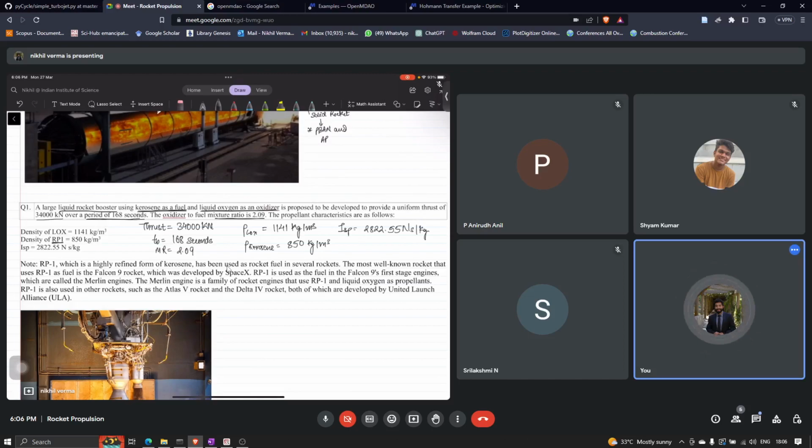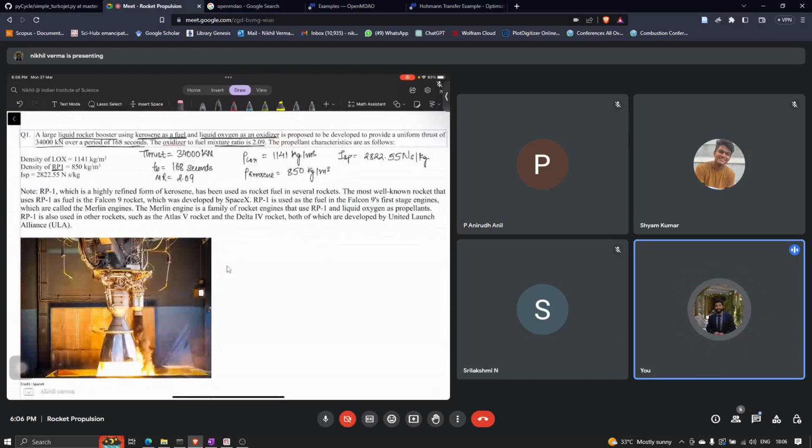I've written a note here that RP1 is a highly refined form of kerosene, and it has been used in several rockets, most of them by SpaceX. They have the Falcon 9 rocket that uses this fuel. The engine used in Falcon 9 is the Merlin engine, and it uses RP1 as a fuel and liquid oxygen as an oxidizer.